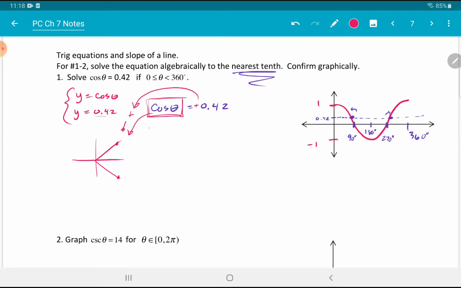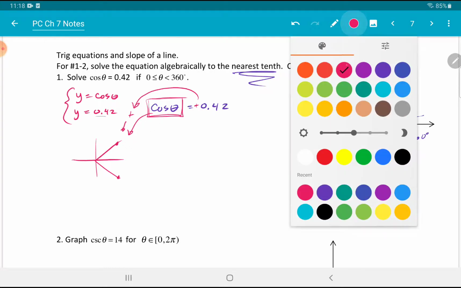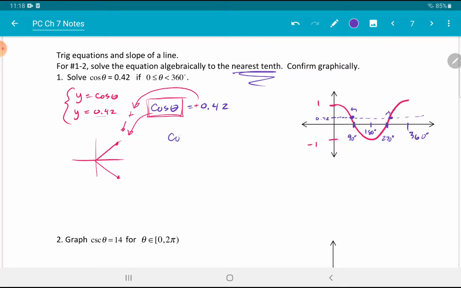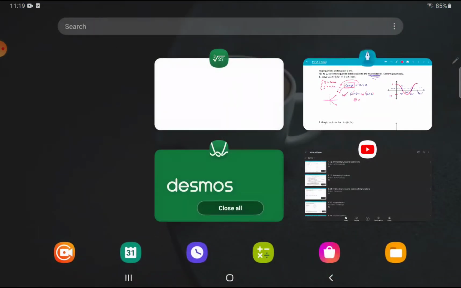Okay, so in seeing how we have cosine theta equals 0.42 and our ultimate goal is to isolate the value of theta, what we want to do is the inverse operation, or in this case, cosine inverse of both sides, and that's going to get rid of your cosine. And therefore on the left side, you're just left with theta. And on the right side, we have cosine inverse of 0.42. Let's go ahead and calculate that.